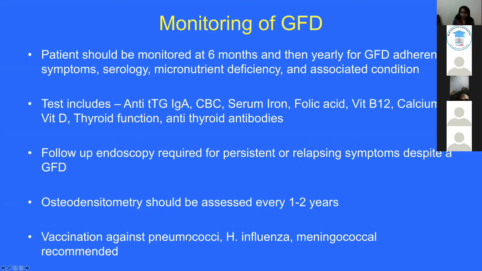Vaccination against pneumococcus, H influenzae or meningococcus is recommended because, as I have already told, patients with celiac disease are at high risk for septicemia and some of these infections. So as preventive measures, they should be vaccinated for pneumococci, H influenzae and meningococcal.